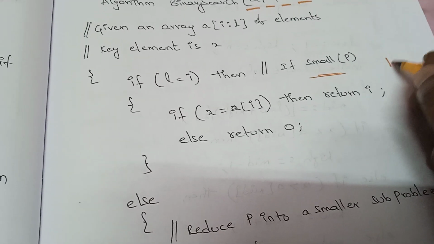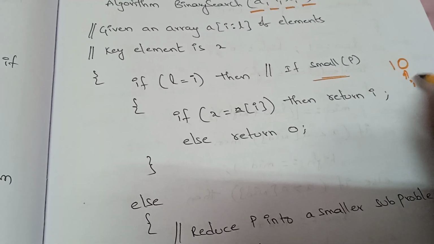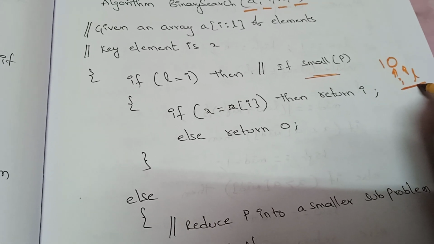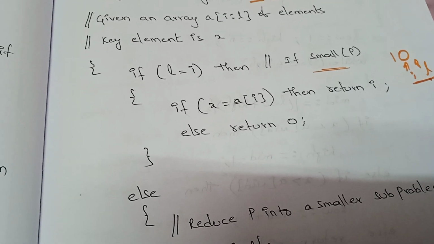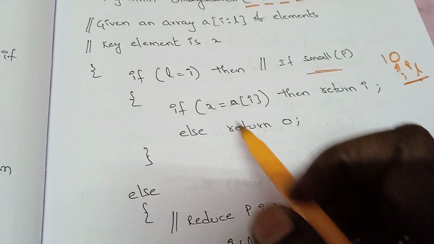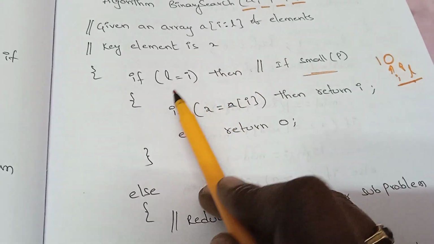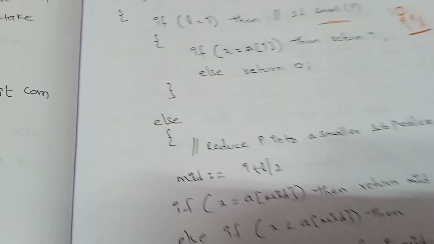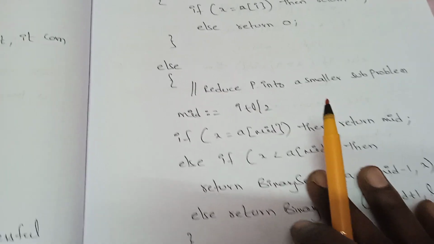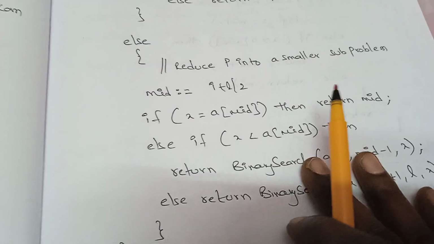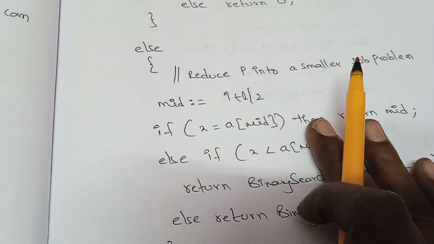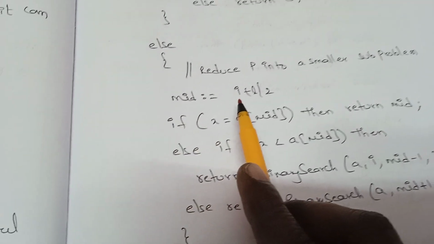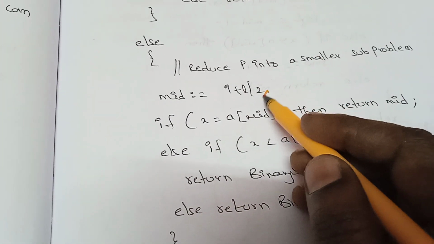When I have a single element, this is my I and this is my L. When both are equal, we need not divide any further, right? If L is not equal to I, then we divide the main problem into subproblems, based upon the middle element. Mid is equal to I plus L by 2.